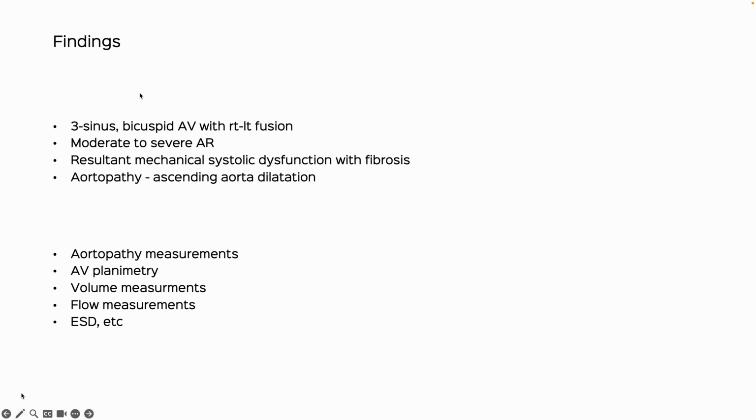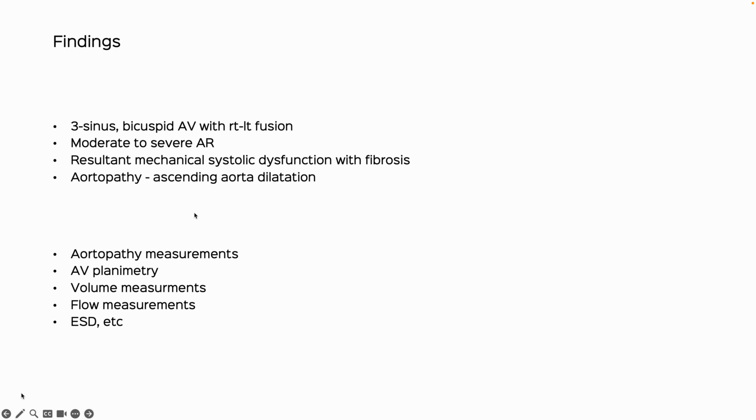And so if you summarize the findings, we have a three sinus bicuspid AV with right left cusp fusion causing moderate to severe AR, in turn causing mechanical systolic dysfunction with fibrosis. And the same things are responsible for the aortopathy, where you have an ascending aorta dilatation.